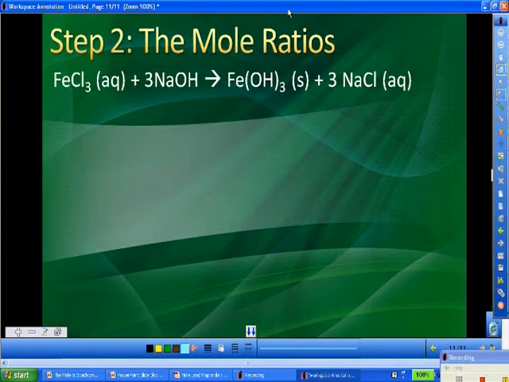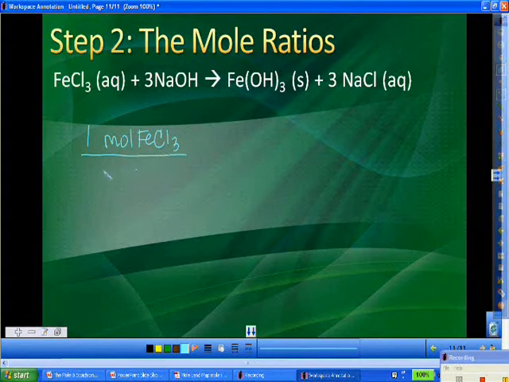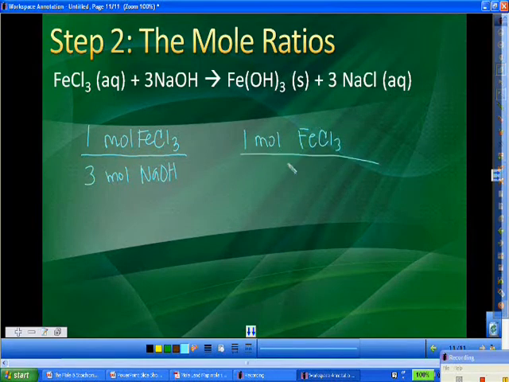And so back here, we can make a few mole ratios. We can say 1 mole of iron 3 chloride over 3 moles of sodium hydroxide. So we have made a mole ratio between the two reactants. Now we can also do this between a reactant and a product. So we can say 1 mole of iron 3 chloride over 1 mole of iron 3 hydroxide.